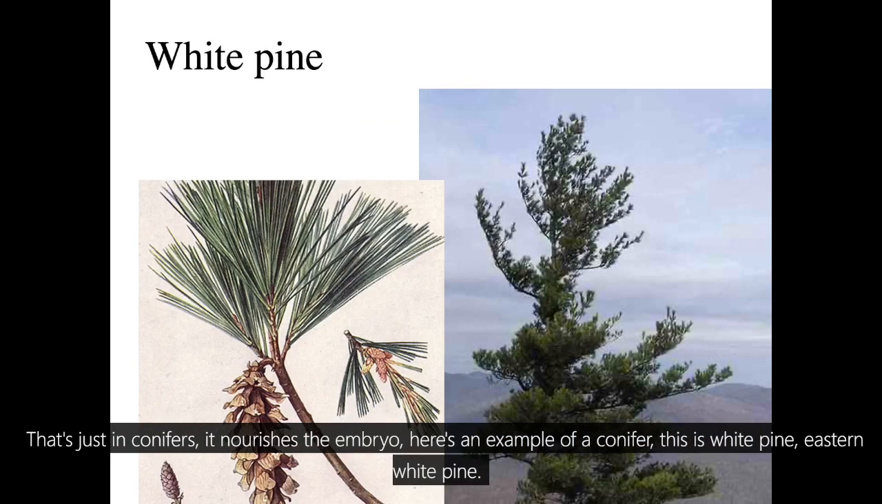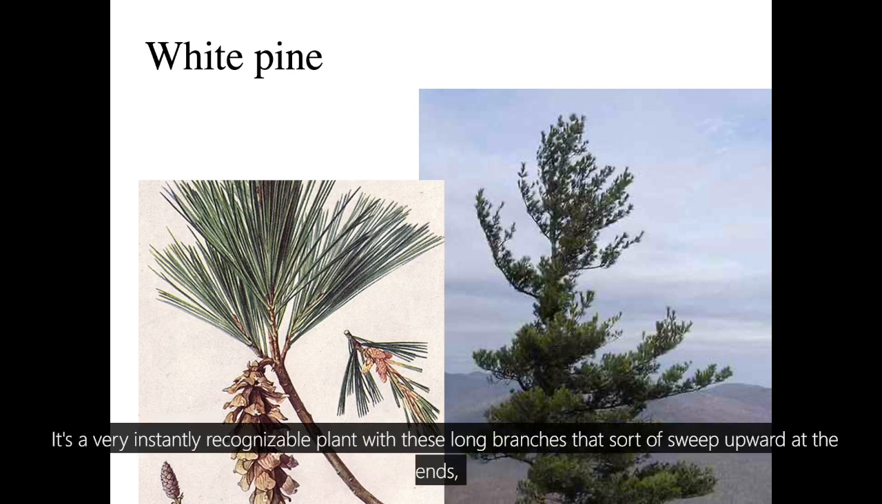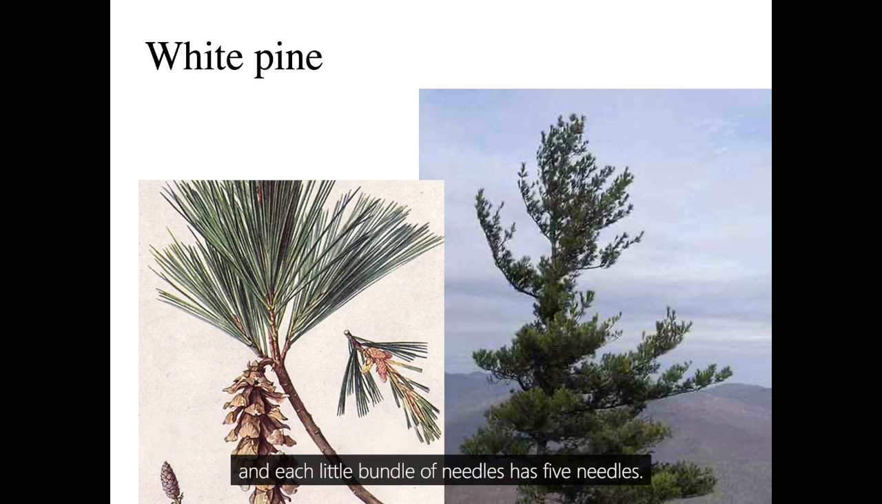Here's an example of a conifer. This is white pine, eastern white pine, and you know this as a very common tree in Canada. It's a very instantly recognizable plant with these long branches that sort of sweep upward at the ends, and each little bundle of needles has 5 needles.